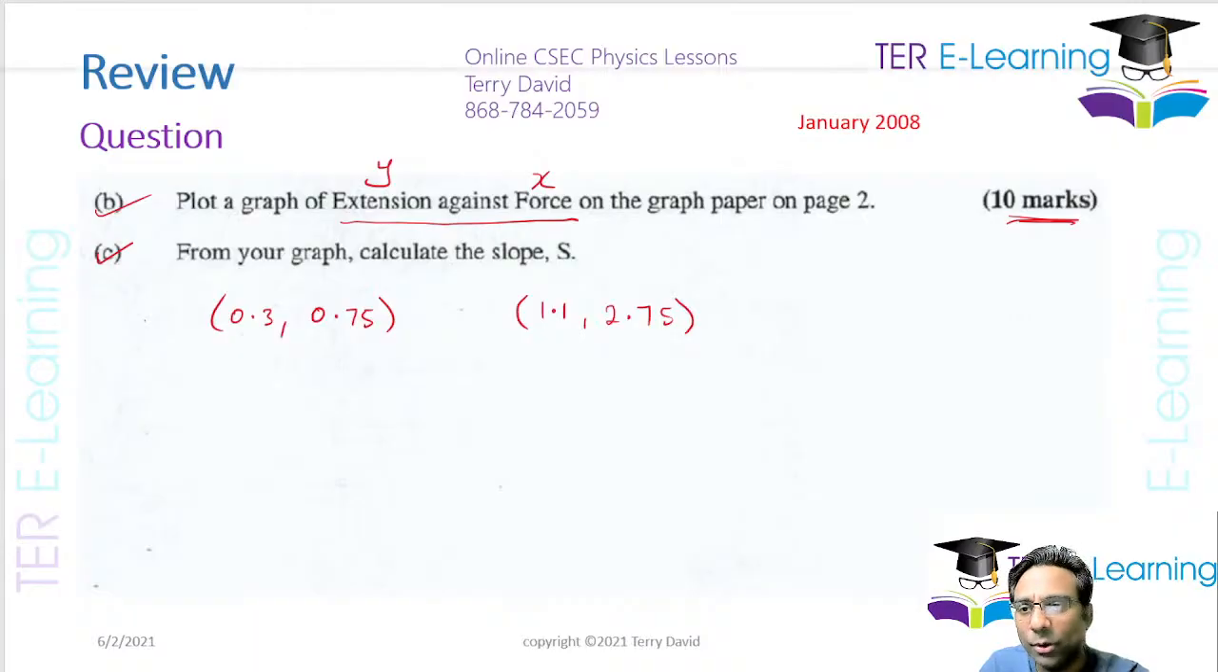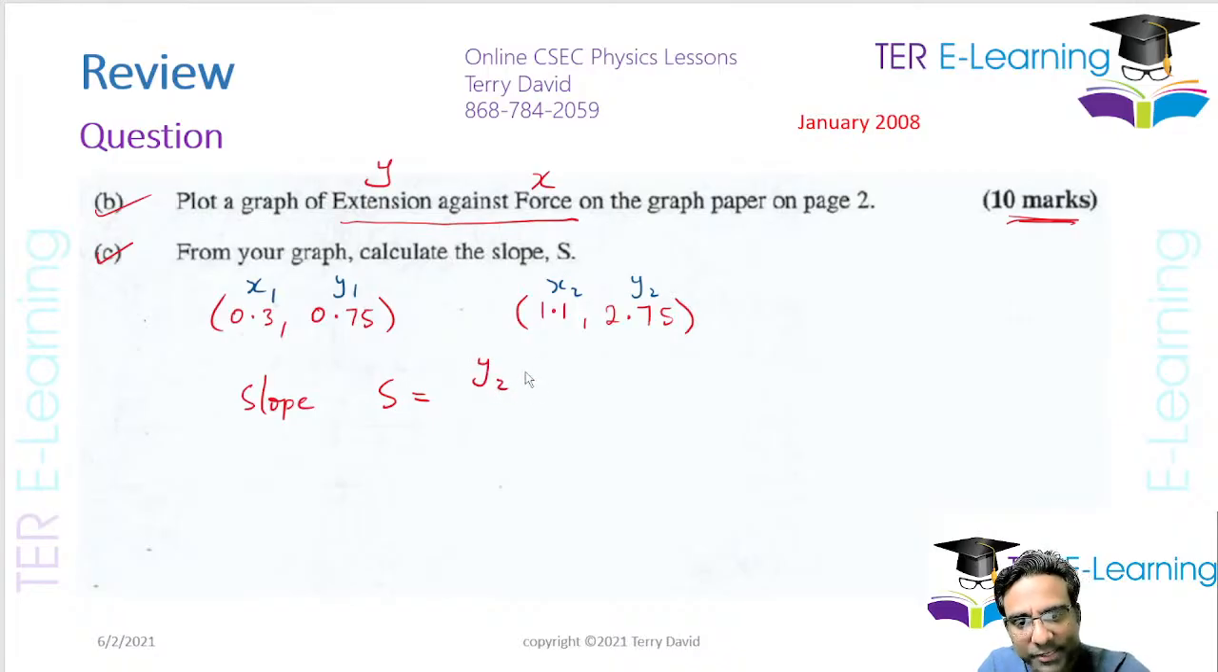Next thing I need to do, and I always tell my students to do that, so get into the habit of doing that: you need to label your points. Call this x1, y1. Call this x2, y2. It doesn't matter which one you choose to call x1 or x2, but just be consistent. Next step, they want slope. Slope is gradient, and from your maths you should know that slope or gradient is y2 minus y1 divided by x2 minus x1. That's how we find slope. So all we are going to do now is substitute my values into this equation.